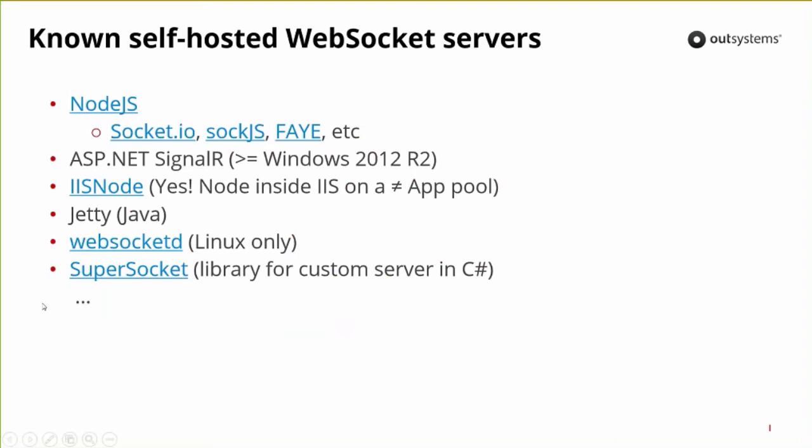There are many providers and frameworks to implement self-hosted WebSocket farms. One of the most well-known implementations is the Socket.io plugin for Node.js. SignalR is also adopted by the .NET community as a preferred WebSocket server. Its deployment requires Windows Server 2012 R2, because otherwise the browser clients will fall back to different mechanisms that don't use WebSockets. There is also IISNode, which is a working Node.js implementation that sits inside a dedicated application pool in IIS.